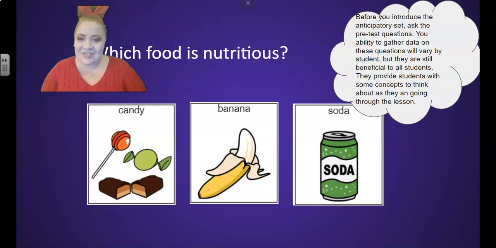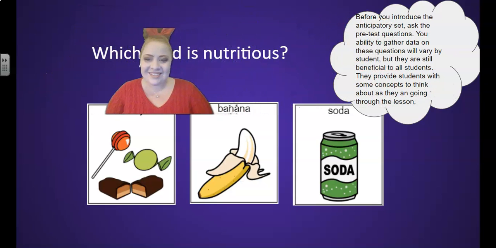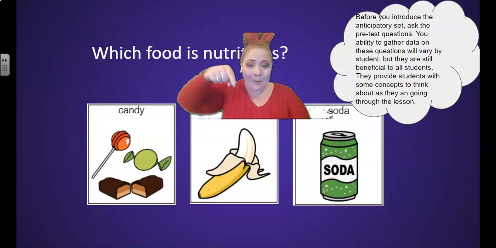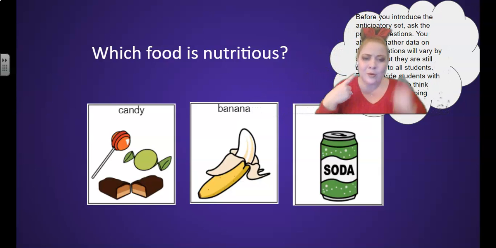Here's our first question. Which food is nutritious? Is it candy, banana, or soda? Which one is nutritious?